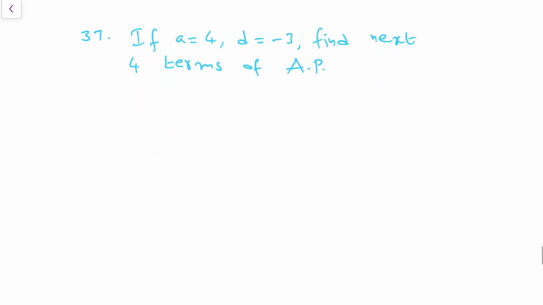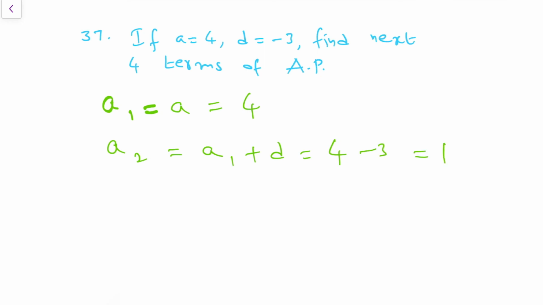Next, if A equals 4 and D equals minus 3, then find the next 4 terms of the AP. A1, the first term, is also written as A. A1 and A are both the same, given as 4. Now we need to find the second term, A2. A2 is nothing but A1 plus D. Here A1 is 4, D is minus 3. So 4 minus 3 is 1. So the second term is 1.